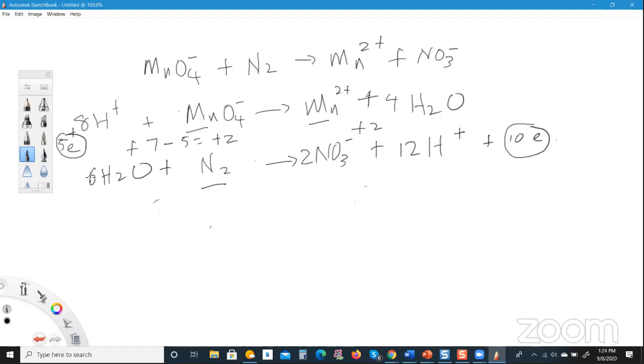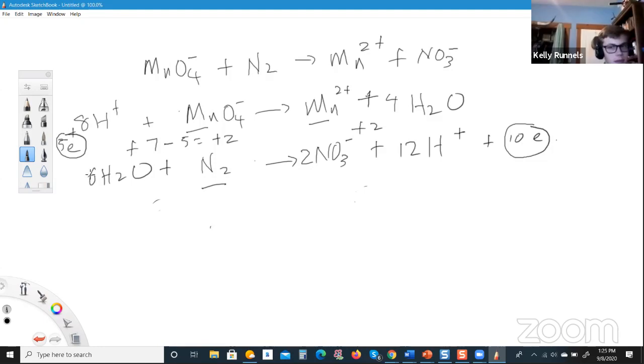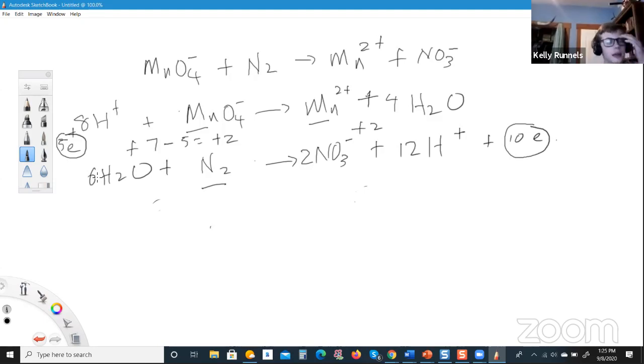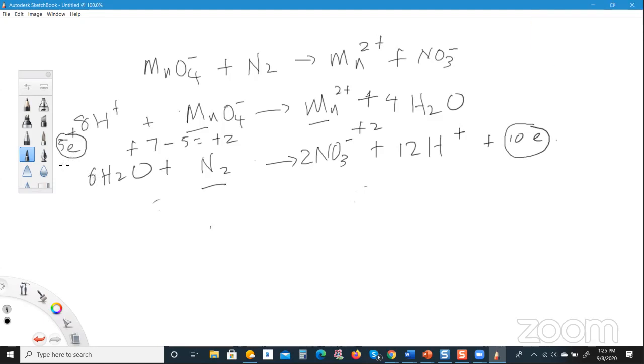Anybody else? Remember what I said earlier? I said the number of electrons lost and gained must be what? Equal. Exactly, and they're not equal because you have 5 here and you have 10 here. So what you have to do is make sure that the number of electrons lost and gained are equal. In this case, you multiply this by 2. So you have to multiply the entire equation by 2.